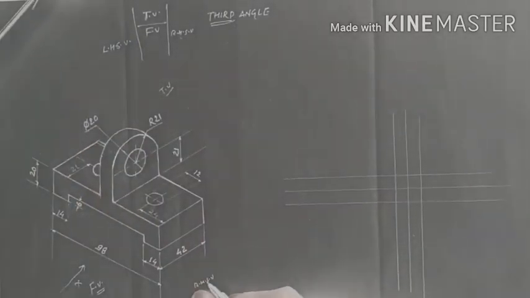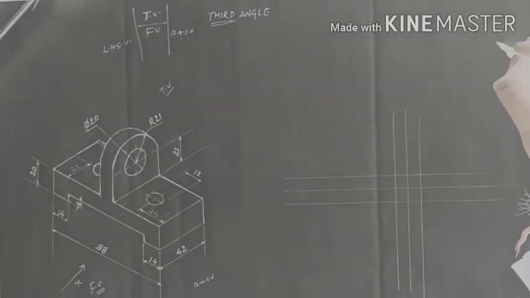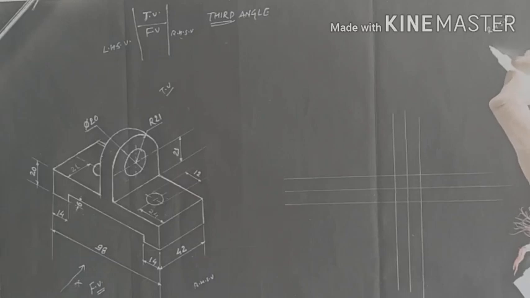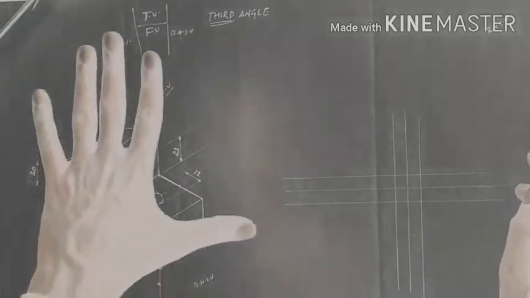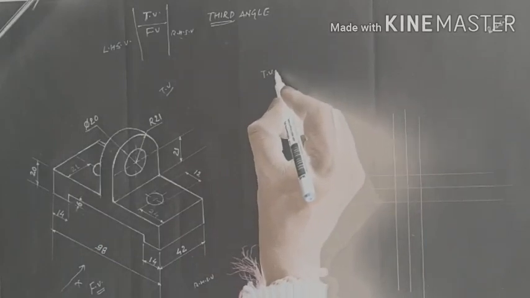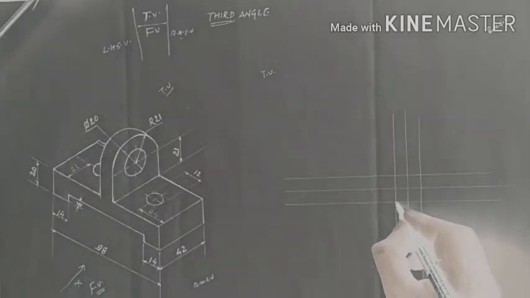So this is your right hand side view, and according to the third angle projection method, we have to draw the right hand side view from here. This is your box, this is the place of the right hand side view, and place its dimension. Now this is your right hand side view, this is your front view, and this is your top view. Okay, so starting with the front view.